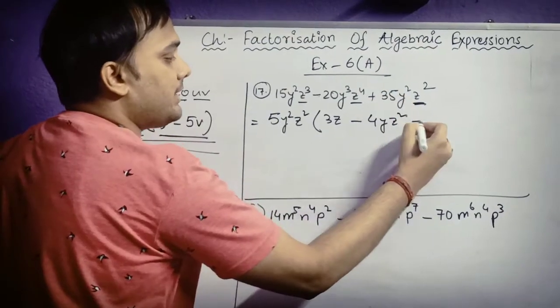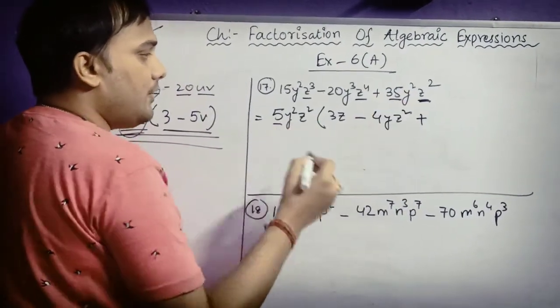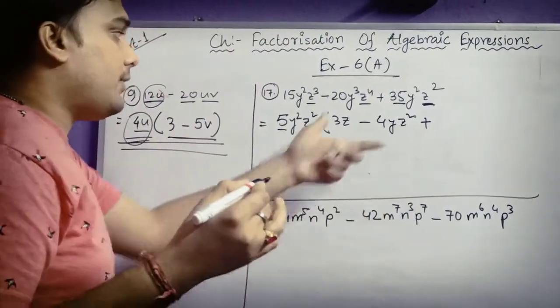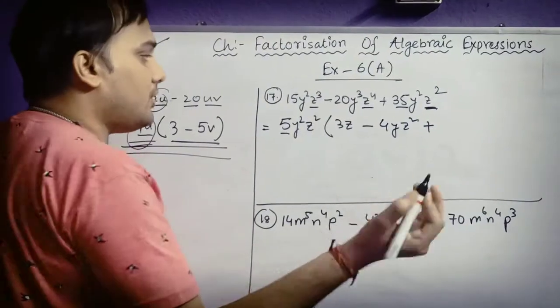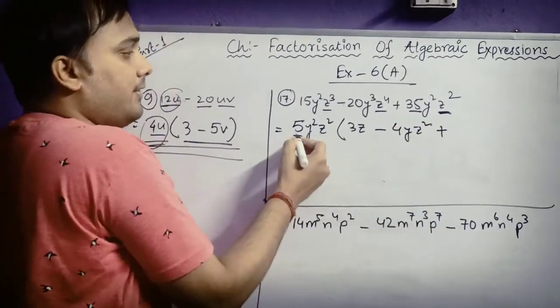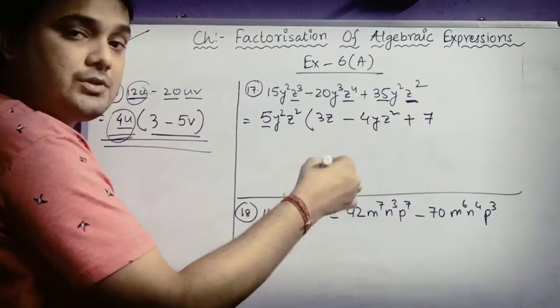Then plus is there, so I'll take plus 35 divided by 5. You have to just divide this one. If you cannot understand just by seeing, then use the logic of division here. 35 divided by 5 will give you 7, as 5 into 7 is 35. In this way also you can check it.